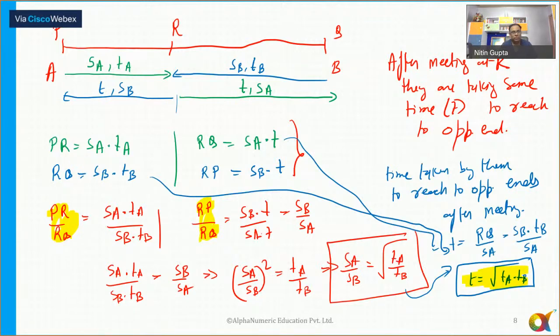Any doubts now? Please tell me. Yeah. I can say RQ upon RP is equal to SA upon SB, which is equal to the square root of time taken by A upon time taken by B.